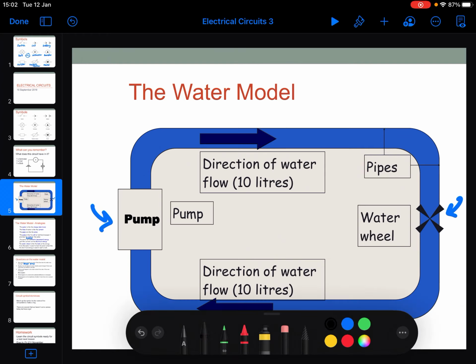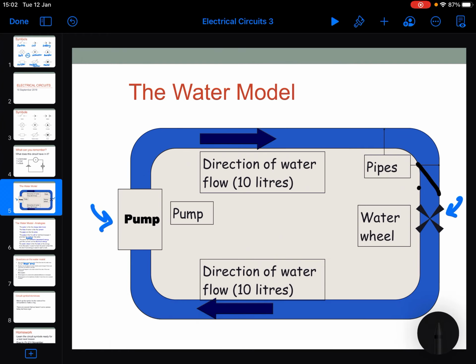Let's draw another wheel on, shall we? So let's say there are now 2 water wheels here. How do you think one of those water wheels would change? Do you think it would be going faster? Do you think it would be going slower?